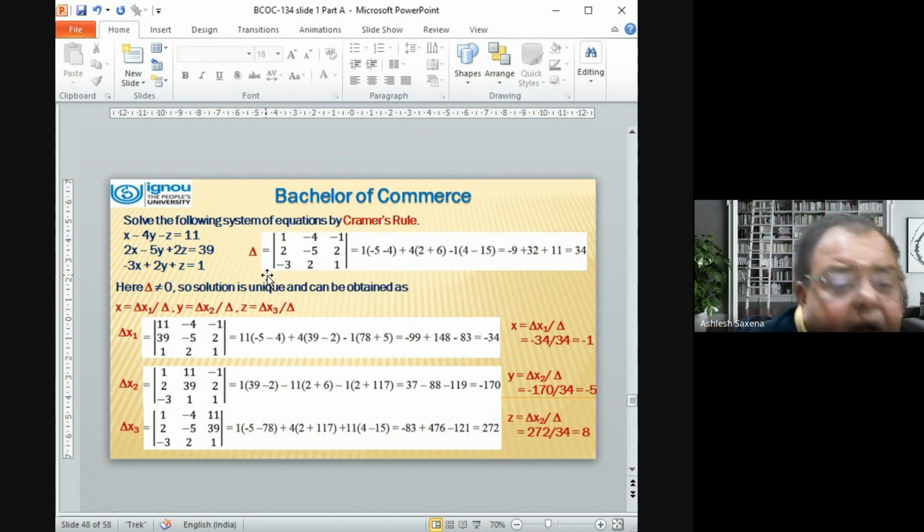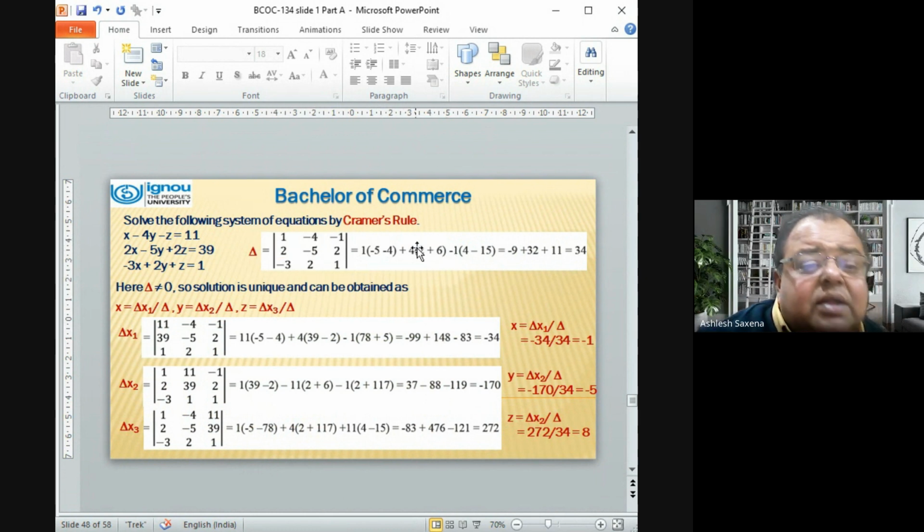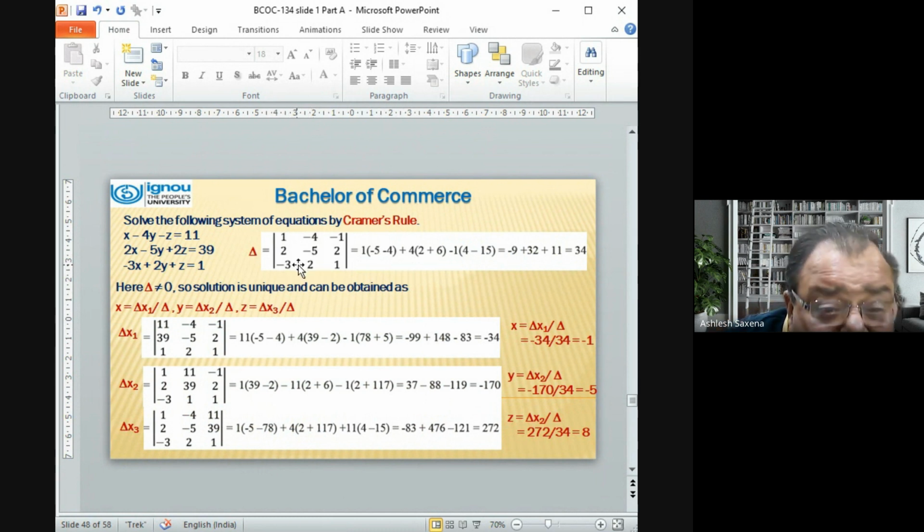How is this? No, when we are talking about 4, it will be minus 4. This and this gone. 2 into 1, 2. Minus of minus 6. 2 plus 8. Okay, third one is minus 1. This gone, this gone. You are left with this. 4 minus 15. 4 minus 15 is minus 11. These are the values. You get 34. This is the value of the determinant.